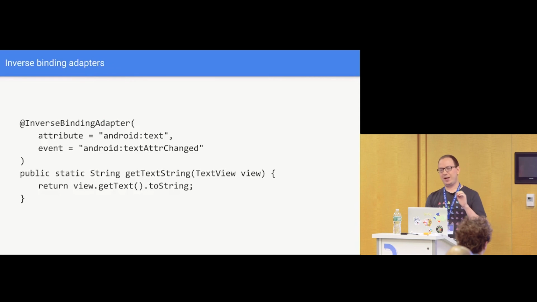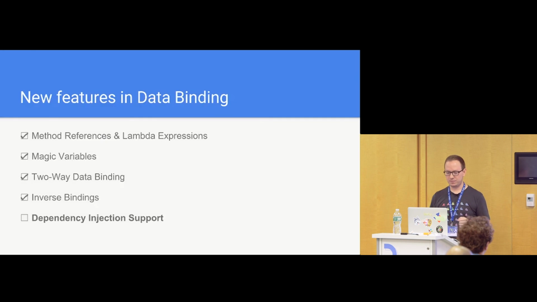Finally, there's sometimes a case where you're going to get a return value from a method on text view. Like, for example, we've been talking about the text property. If you want to refer to that directly in a binding expression, the problem is it returns a char sequence instead of a string. So inverse binding adapters basically just take care of mapping from one type to another. So yeah, that's the fun part of that.